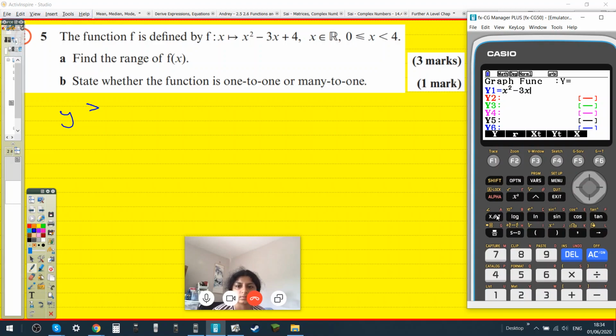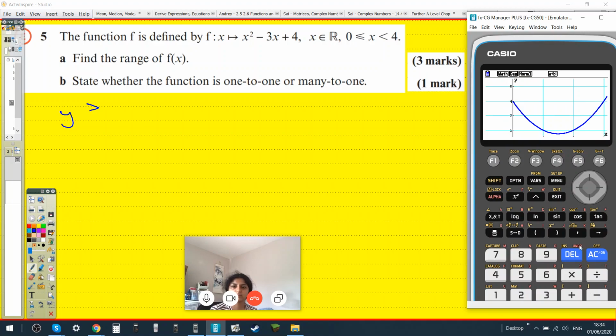X squared minus 3x plus 4. And then the important bit, comma. Shift plus. It says x is between 0 and 4. Yeah, I did that. Oh, great. Shift minus draw. Okay. See at the 4, we need a, at the 0, the y-intercept is 4. Okay, we need a dot. What's the dot?